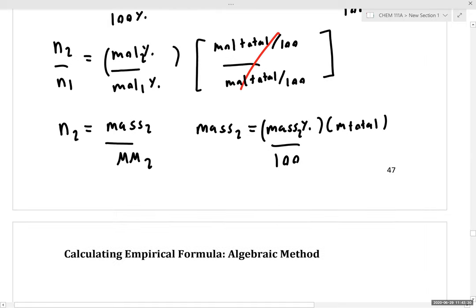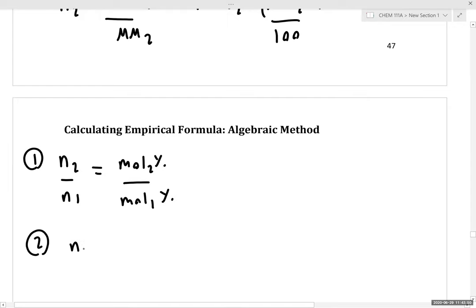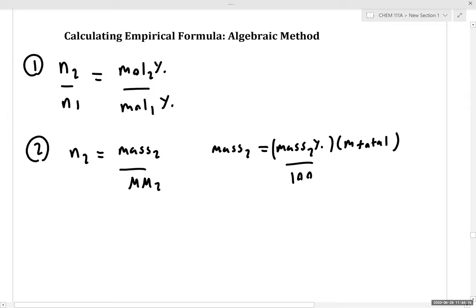Okay, so let's write what we know so far. N2 over N1 is equal to the mole percentage of element 2 over the mole percentage of element 1. That's the first thing that we've established. We've also established that the moles of an element are equal to the mass of that element over the molar mass, and that the mass of an element is equal to the mass percentage over 100 times the mass total. Now you may say, we don't know the total mass. That's okay. We have a trick for that. Let's write out the exact same expression for our other element component.